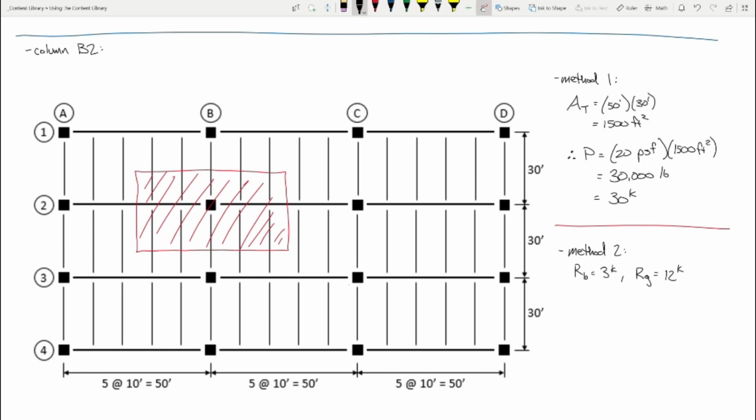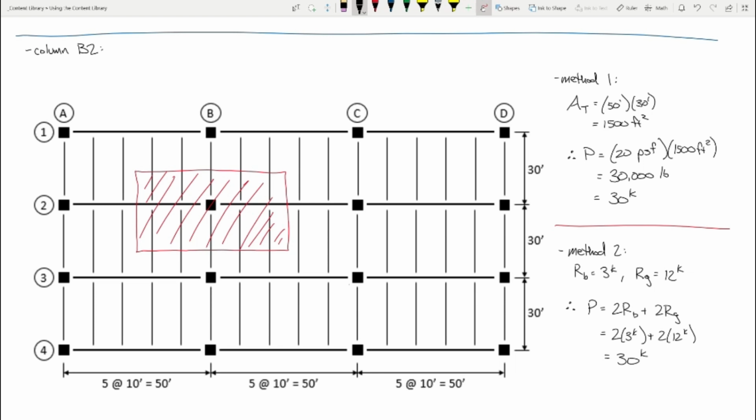So therefore, you could say 2RB plus 2RG, and you can get the same answer. Okay? It's like that static stuff doesn't lie. Okay? So either way works.